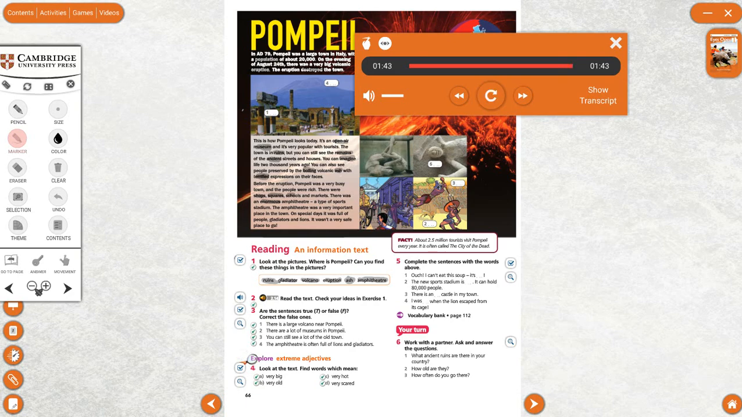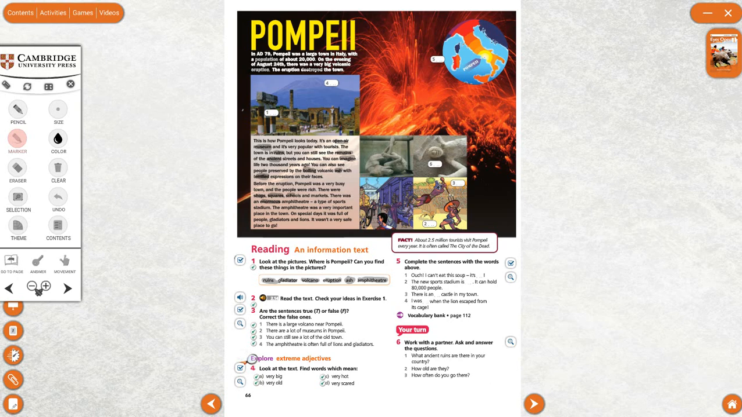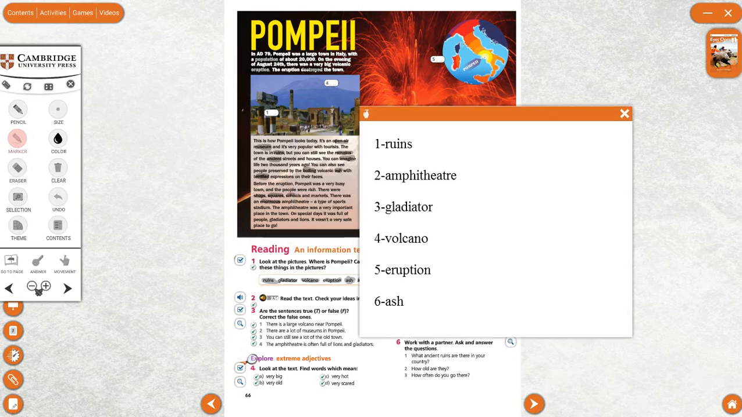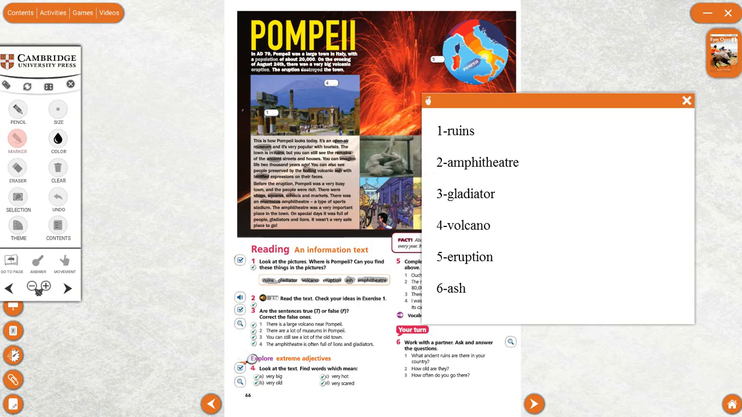Okay. Now we will read it. We will listen to the text and check our ideas before. 1 ruins, 2 amphitheater, 3 gladiator, 4 volcano, 5 eruption, 6 ash.